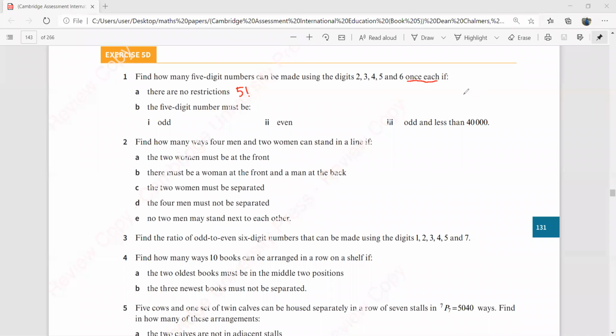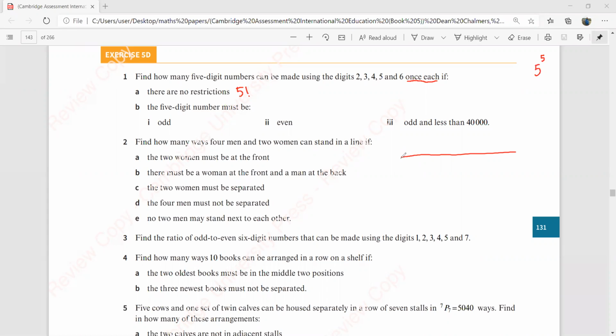Exactly, Isha. Now, when Isha says that if the repetition is allowed, the 5-digit numbers would be 5 raised to power 5. Is that clear to all of you? Is there anyone who's not clear? No, sir. Okay, let me explain to you better.